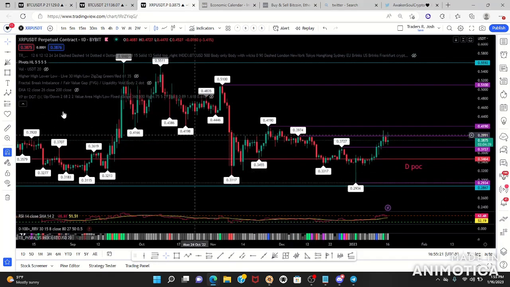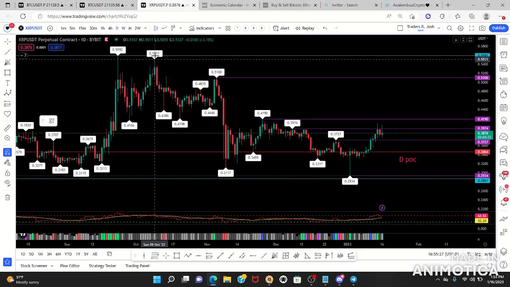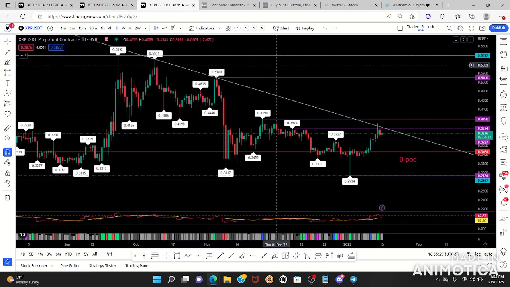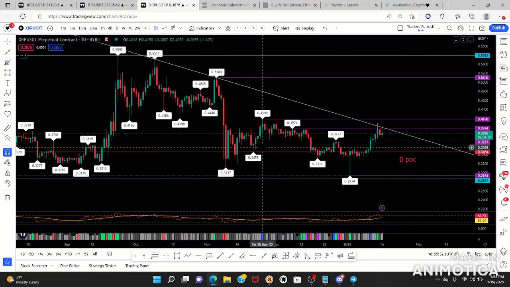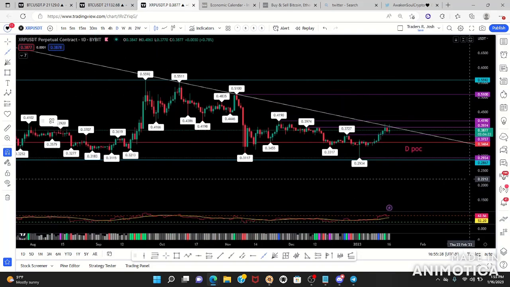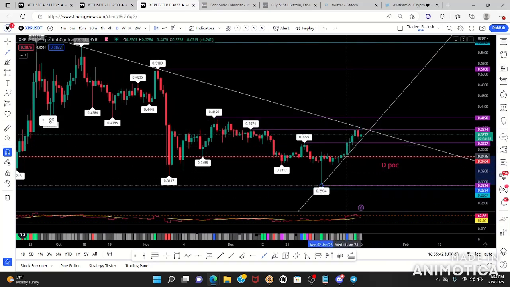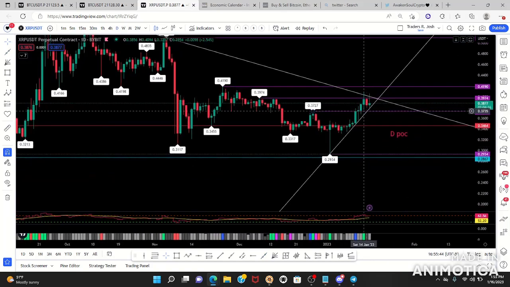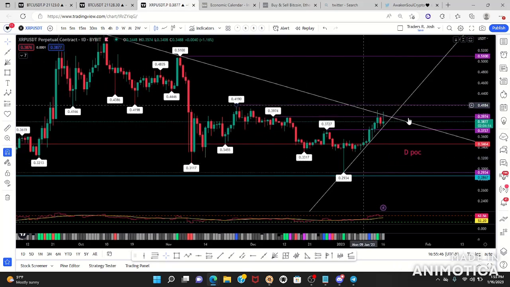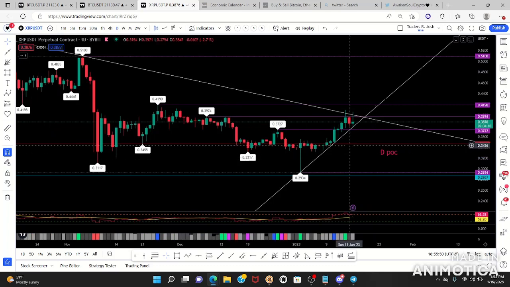Okay, once you have your daily POC, you go ahead and make your trend lines from previous highs to lower highs. In this case, we don't have a lower point, so we're going to use this low to this high. So as you can see, we're about to get a nice big move here shortly.